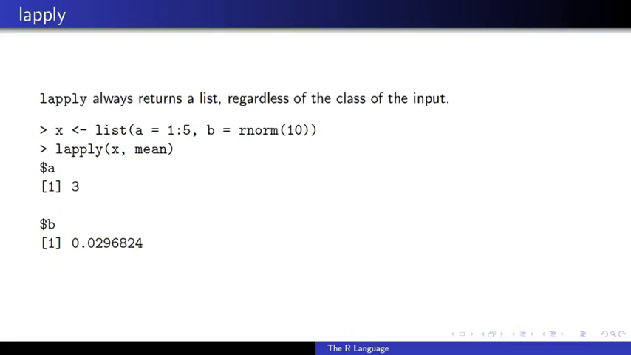So here's a simple example. I'm creating a list with two elements. The first one's called A, and it's a sequence from 1 to 5. The second one is called B, and it's 10 normal random variables. Now I want to loop over this list of two elements and apply the mean function to each of those elements. When I call lapply on x and apply the mean function, I get another list back, and notice that the list has the same names as the original list, A and B. But now I've got the mean of the first element and the mean of the second element. And that's how lapply works.